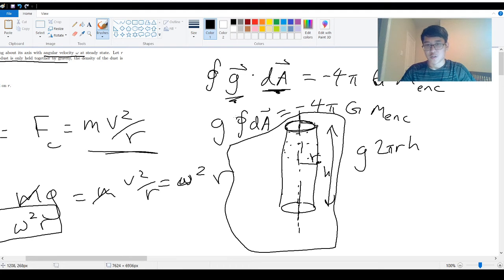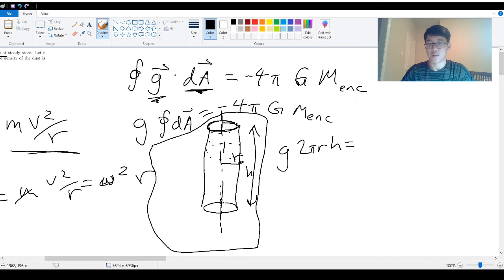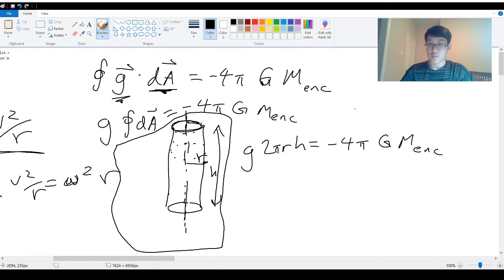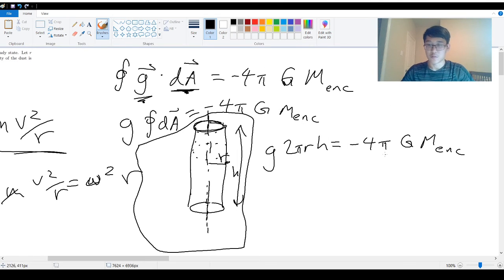So this is g, the left side of the equation right here, g times 2 pi r times h. And then negative 4 pi, this is still the same, g times mass enclosed. So this is actually where it becomes useful for us. We can say the mass enclosed in terms of the density, because remember, mass over volume is equal to density. So the mass enclosed divided by pi r squared h.